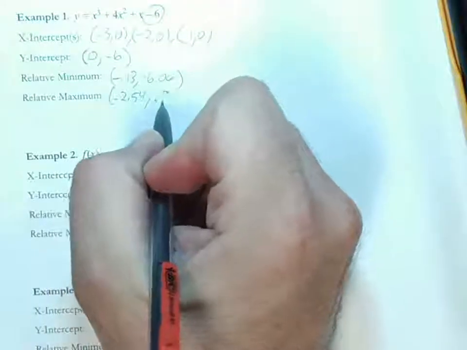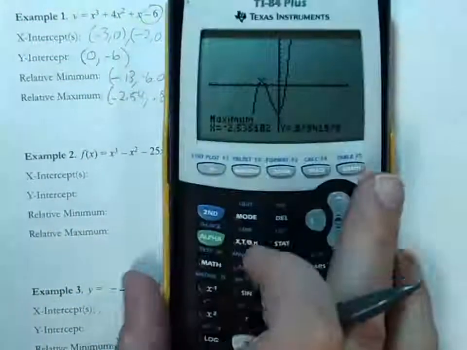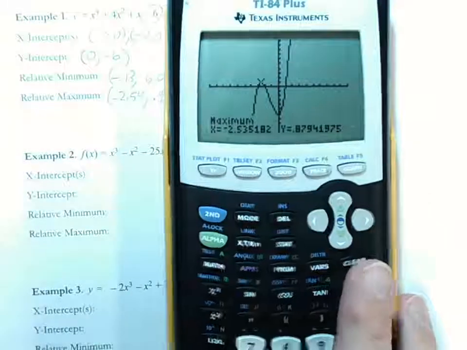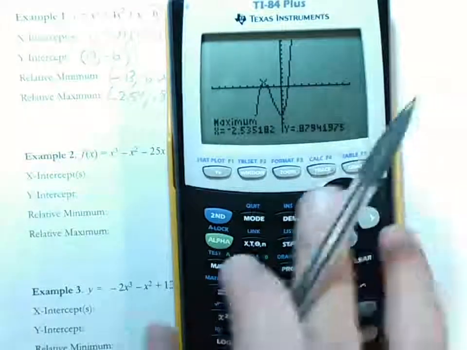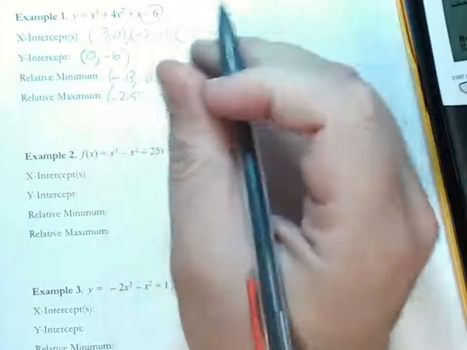-2.54, 0.87. Round it to 2 decimal places, please. Sorry, I did not round that right. 0.88. Oops. Whew. That would have been embarrassing.